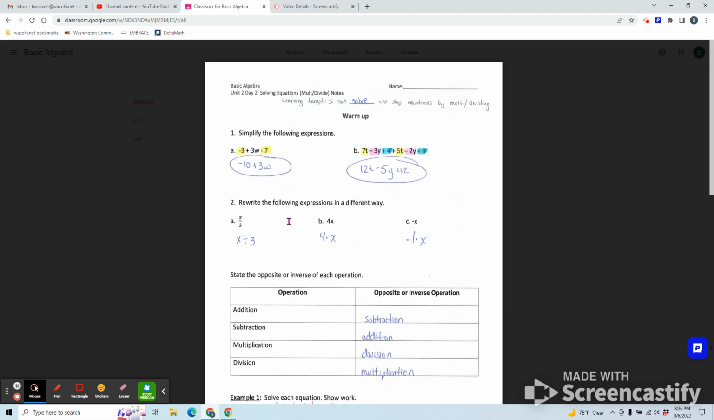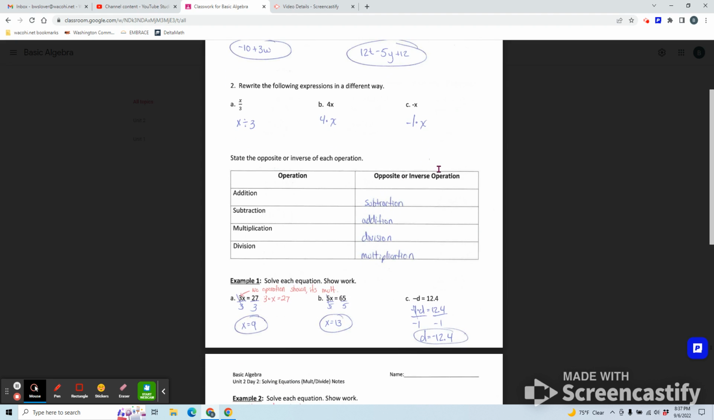Then number 2 is asking you just to rewrite the expressions in a different way. It's getting us used to seeing x over 3 is really x divided by 3. 4x is really 4 times x. And then letter C is the big one, negative x. Lots of students don't understand what that means, but negative x really means negative 1 times x. Now you're going to see quite a few of that today and then throughout the rest of the unit.